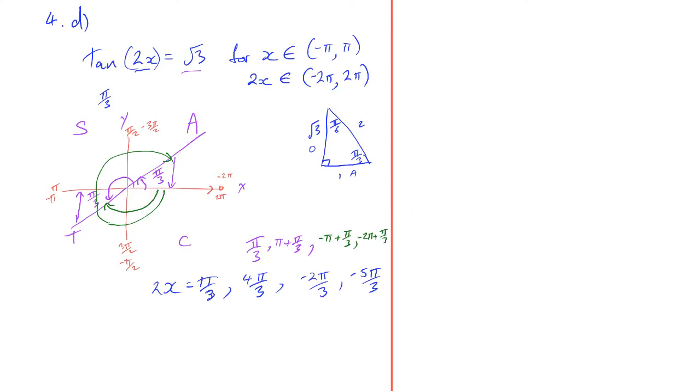But of course it's 2x, and I want the answer to be x. I want to find out what the solutions for x are, which means I need to divide everything by 2. Pi on 6, 2 pi on 3, and you divide by 2. Negative pi on 3 divided by 2, and that one divided by 2 is negative 5 pi on 6. Okay, you see the solutions, and that's how it's done.